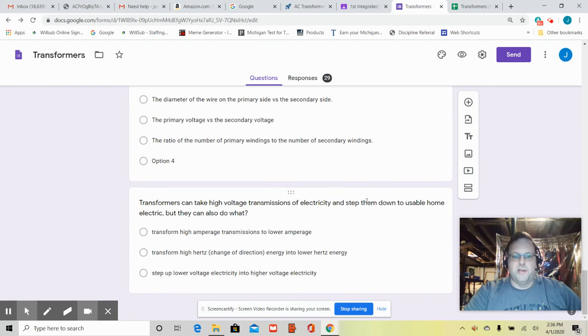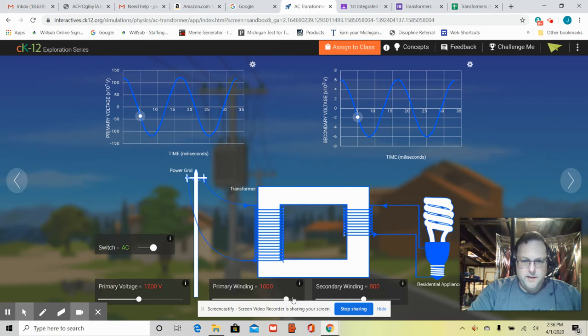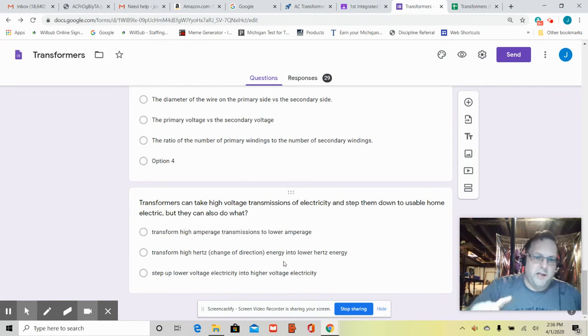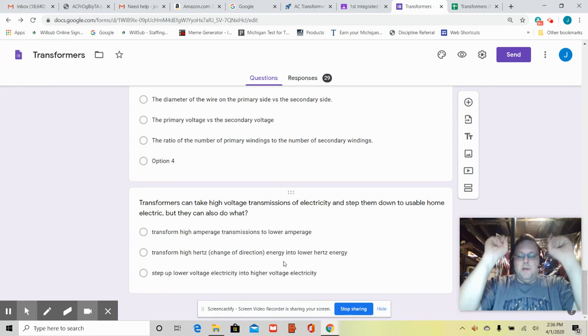A transformer can take high voltage transmissions of electricity and step them down to usable home electricity, but what else can they do? Let's see if we can do this here. Let's change this to 100 windings, and over here to 500 windings. What happened now? We still have our 1200 volts coming in, right? How many volts do we have going out? 6,000. So what can you do? You can transform low voltage electricity into higher voltage electricity. You can make the high become low voltage, or you can make the low voltage become high voltage.